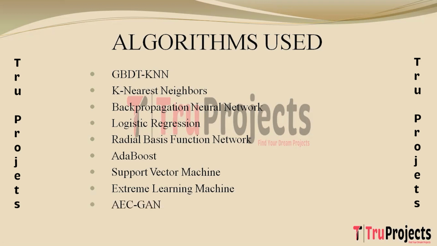And the last algorithm used is AC-GAN, that is auxiliary classifier GAN. It is a GAN augmented with auxiliary classifiers to generate synthetic samples for underrepresented intrusion patterns. It enhances the model's ability to detect rare network threats by addressing data imbalance.